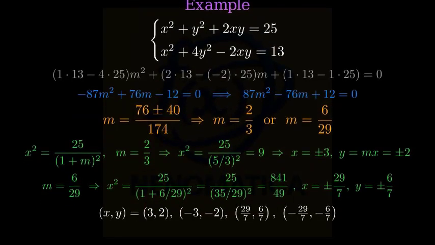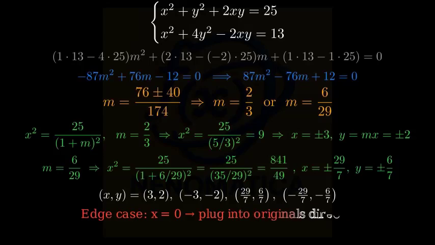Edge case: if x equals 0, substitute x equals 0 into the original system and solve directly for y. If consistent, include those solutions too.